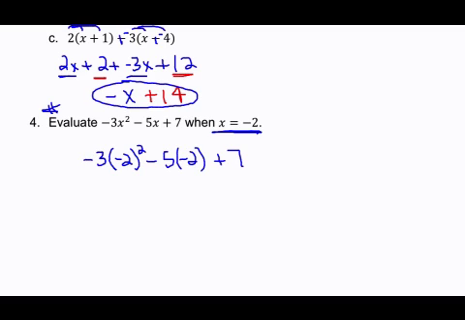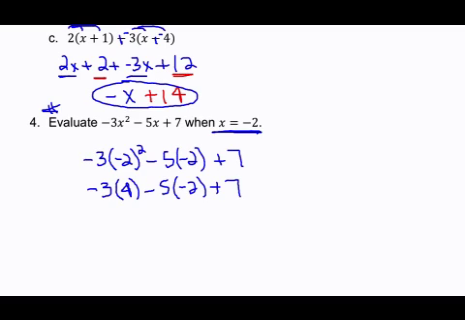Again, we need to use order of operations to evaluate this. So we're going to start with parentheses. Notice the parentheses are already simplified. We just have negative 2's. So we're going to move on to exponents. So here we have a negative 2 squared, which gives us a positive 4. I'm going to go ahead and rewrite the rest.